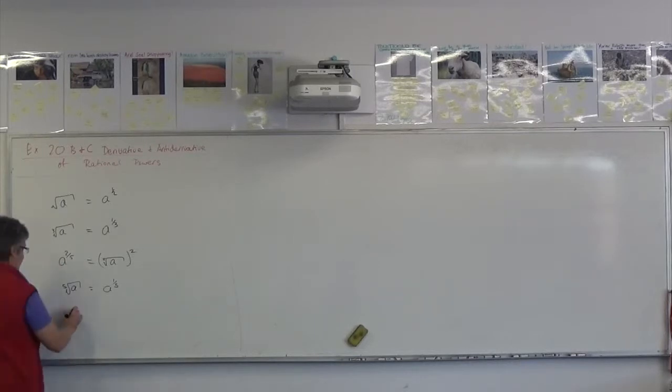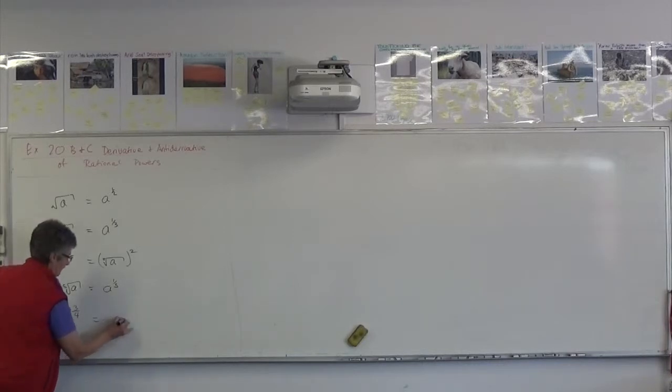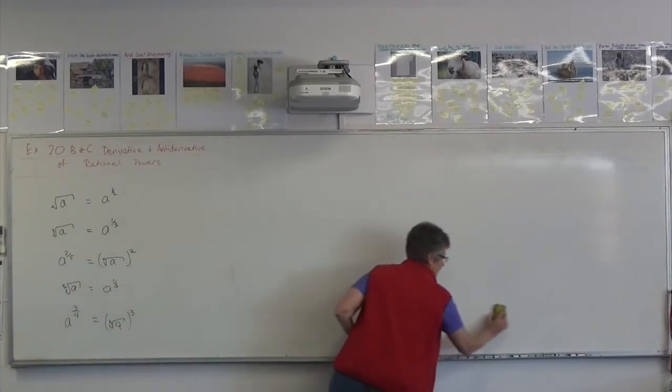So if I had... Should we find this? Yes. So if I had that, what would that mean? 4th root of a. Yep. The 4th root of a and then cubed. That makes sense. So they're basically our rational powers. Now it's finding the derivative and antiderivative.